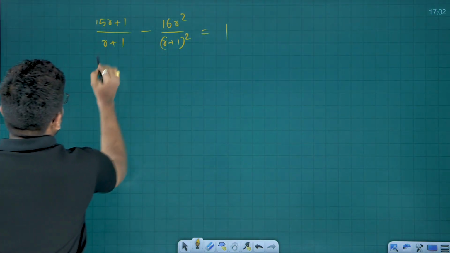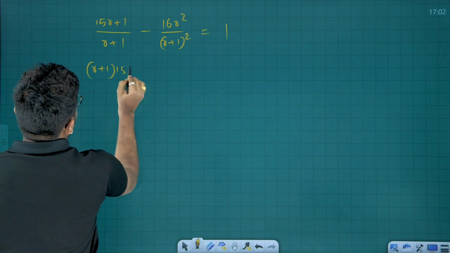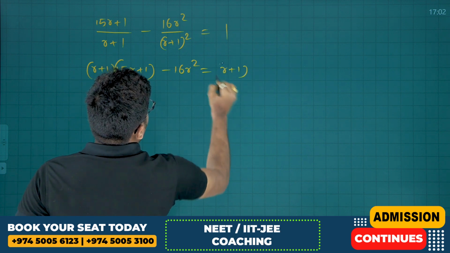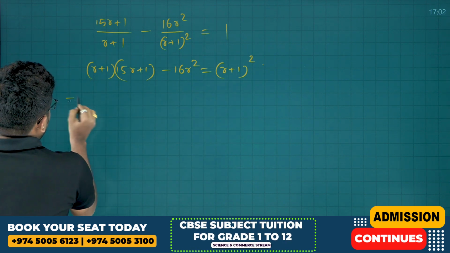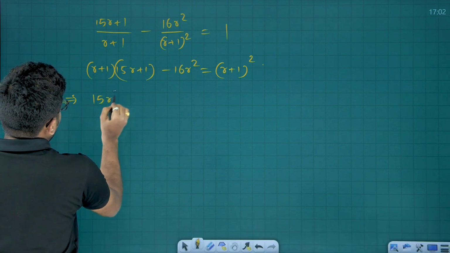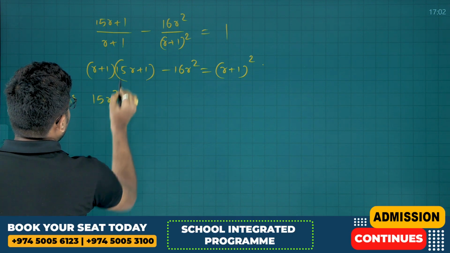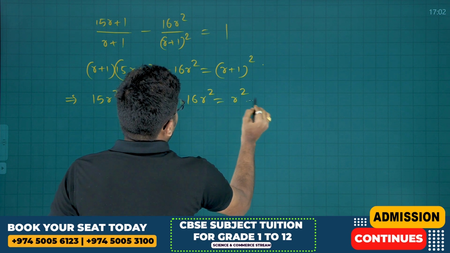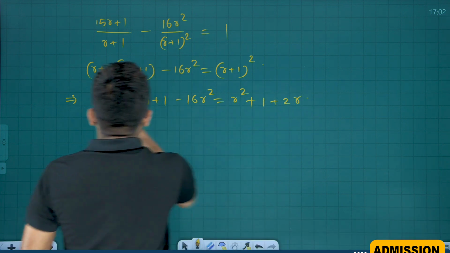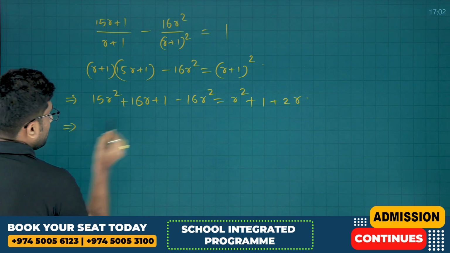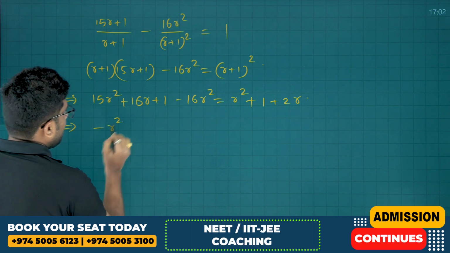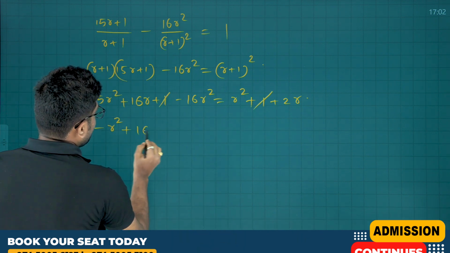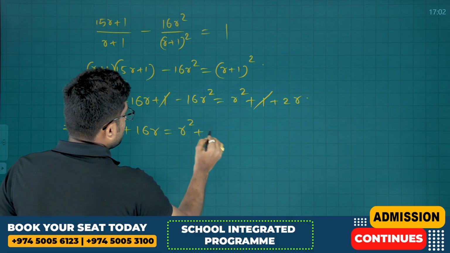So that becomes now finally r plus 1 into 15r plus 1 minus 16r square is equals to r plus 1 whole square. So we get 15r into r is 15r square plus r 15r 16r plus 1 minus 16r square is equals to r square plus 1 plus 2r. So 15r square minus 16r square will be minus r square. 1 also got cancelled. Minus r square plus 16r is equals to r square plus 2r.